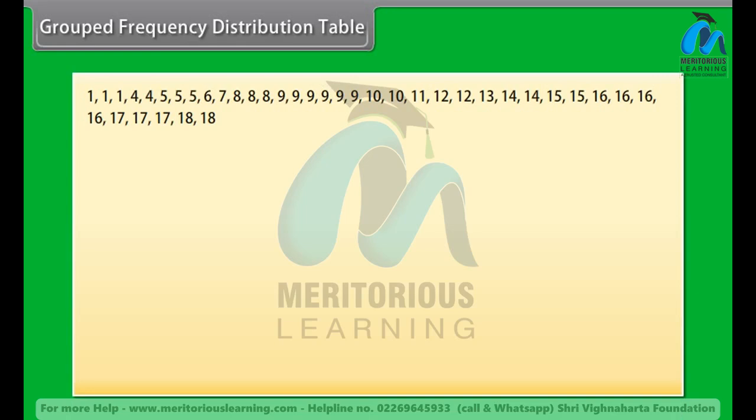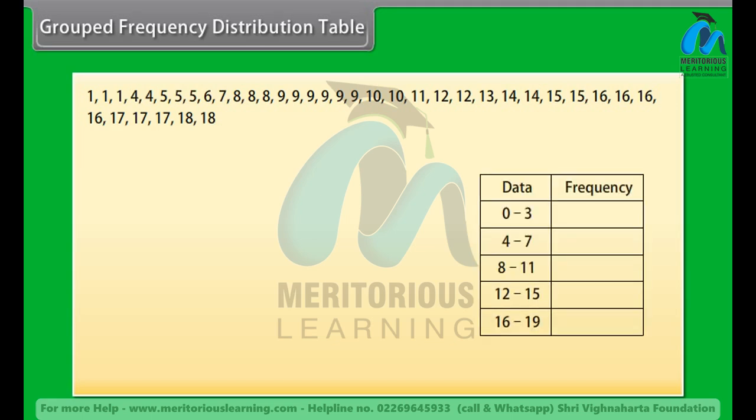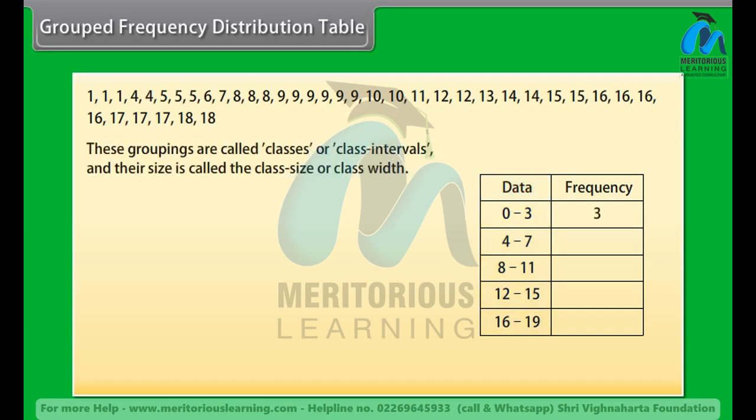Sometimes we have got a large amount of data. So, to present such a large amount of data, we condense it into groups like 0 to 3, 4 to 7, and so on till 16 to 19, since our data is from 1 to 18. These groupings are called classes or class intervals, and their size is called class size or class width. Here the size is 4.